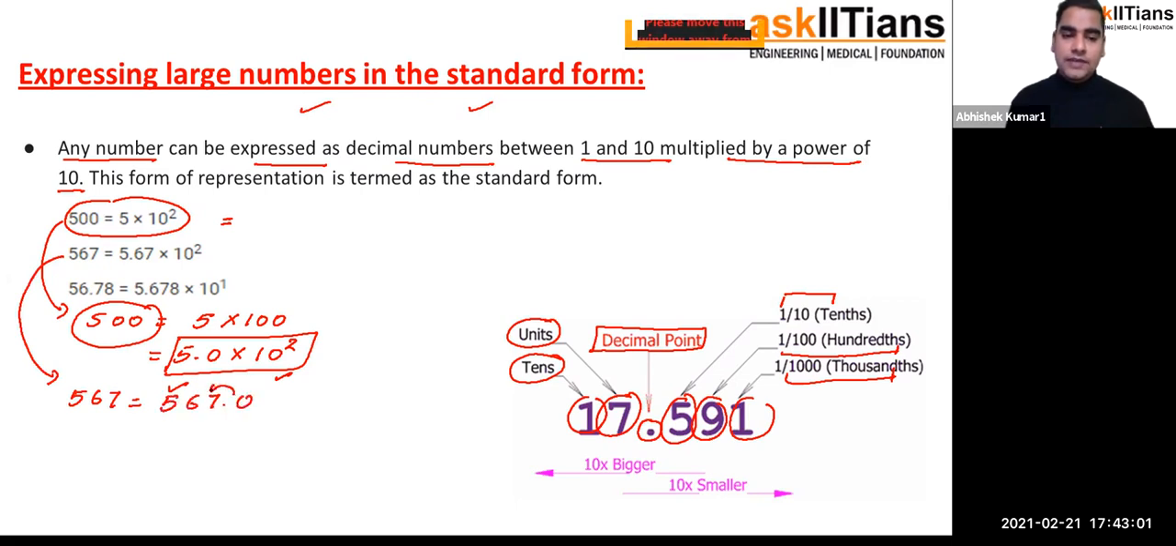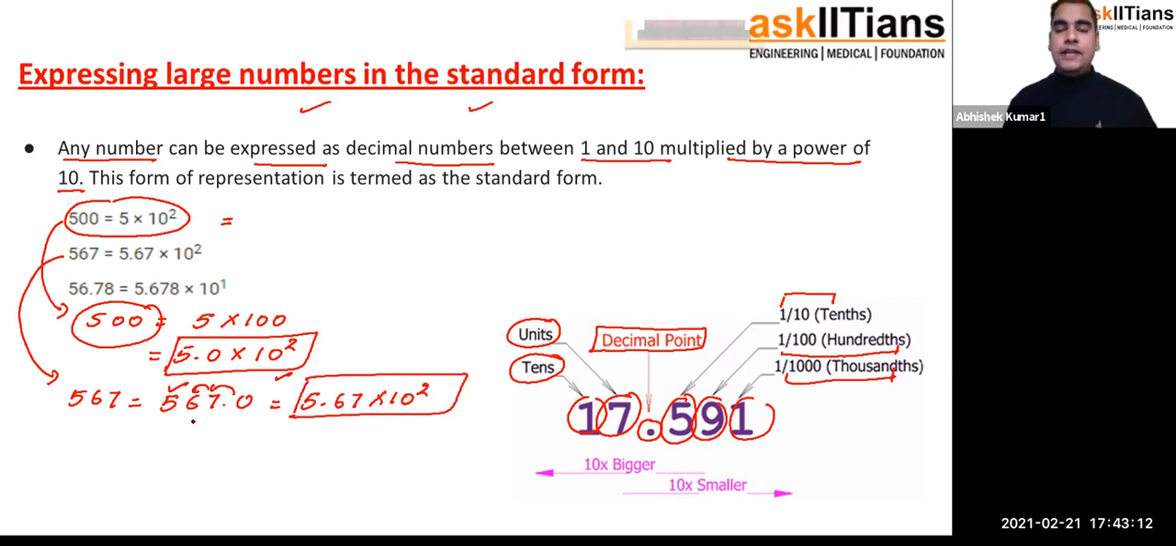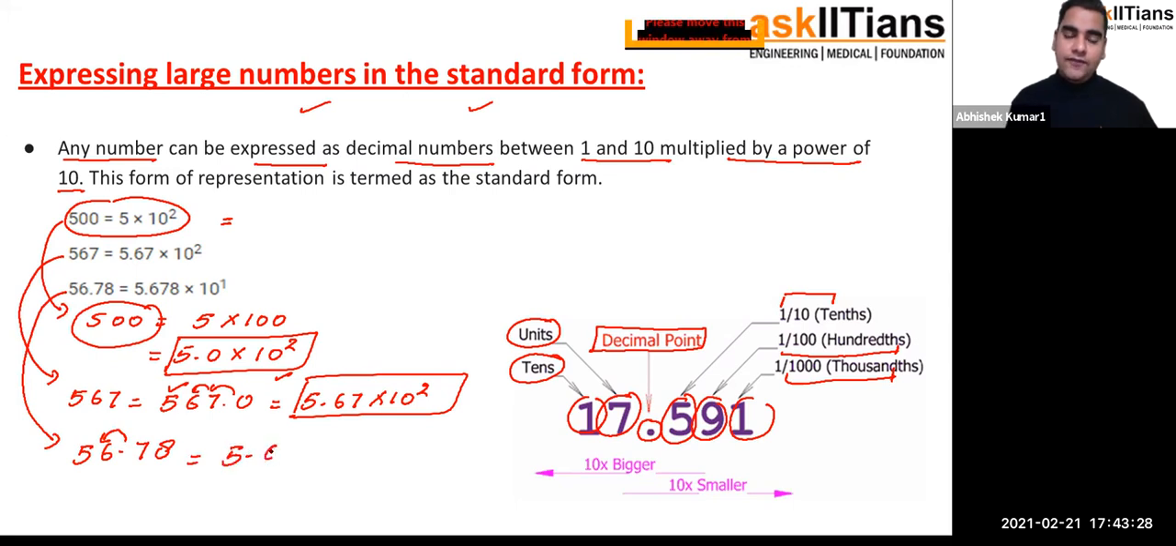So you need to move the decimal by 2 positions on the left hand side. This can be written as 5.67 into 10 raised to the power 2, because the movement of the decimal is on the left hand side by 2 places. Understood? Very easy. Then you have 56.78, guys. You need to move this decimal by 1 position on the left hand side. What will you get? You will get 5.678. And since the decimal has moved by one place on the left hand side, it will be multiplied by 10 raised to the power 1.